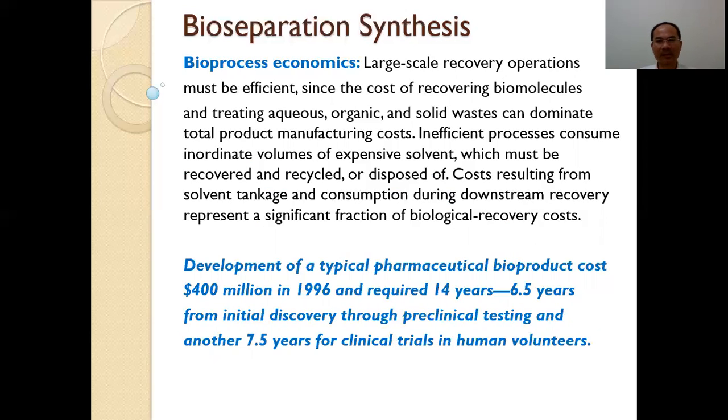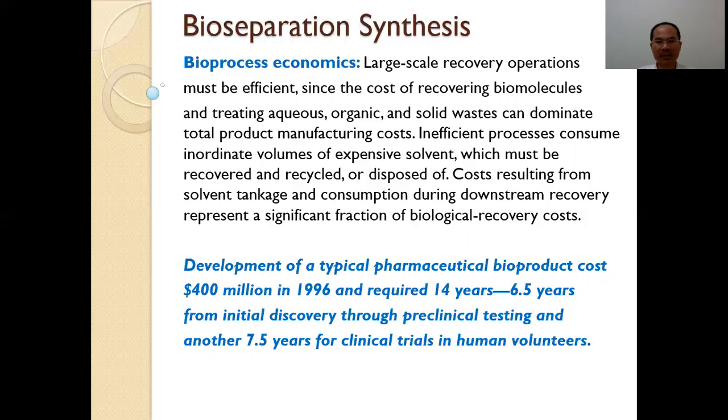The cost is considerable, and how the biomolecules are treated, with organic solid waste, can determine the maximum cost. The cost of equipment, the cost of waste treatment, and the cost of chemicals used in the separation process are also considered as cost. That's right. It's quite important to consider.